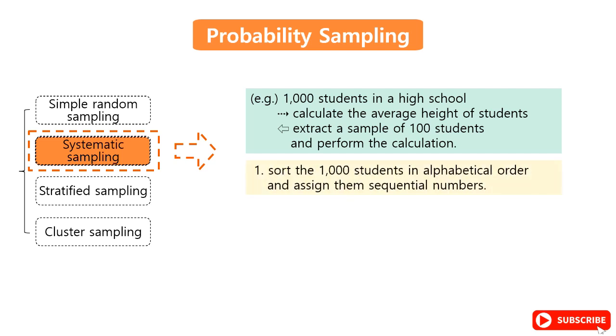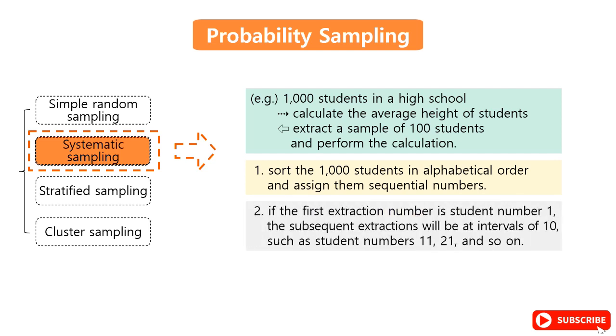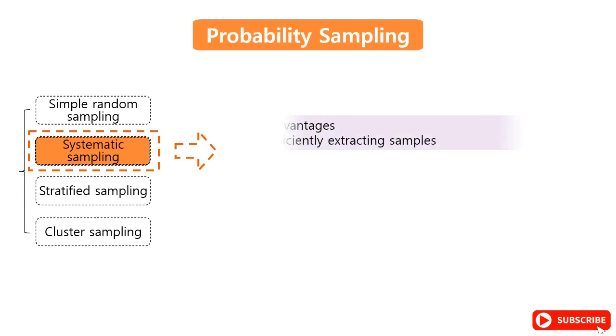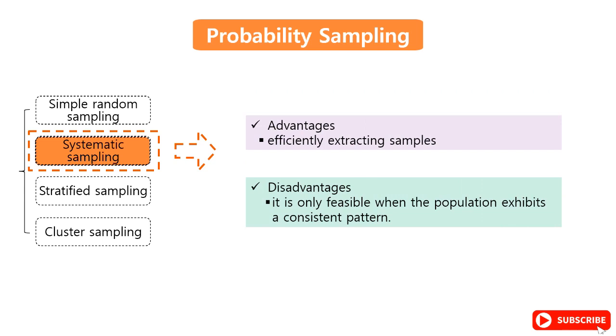First, sort the 1,000 students in alphabetical order and assign them sequential numbers. Then, if the first extraction number is student number 1, the subsequent extractions will be at intervals of 10, such as student numbers 11, 21, and so on. The sampling interval of 10 is used because 100 samples need to be extracted from a population of 1,000, resulting in a 10% chance of being selected. Systematic sampling has the advantage of efficiently extracting samples. However, it is only feasible when the population exhibits a consistent pattern.